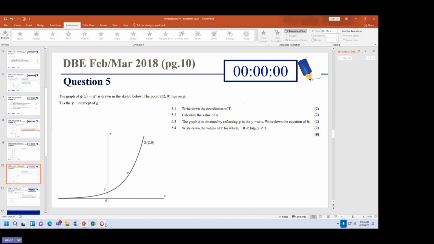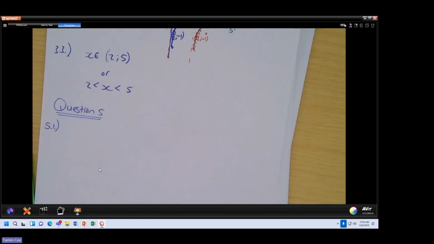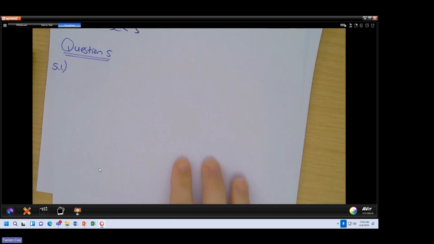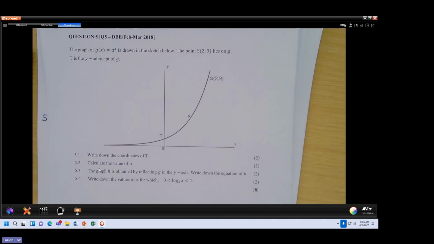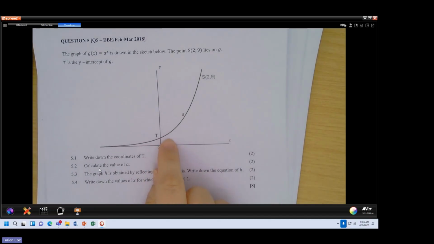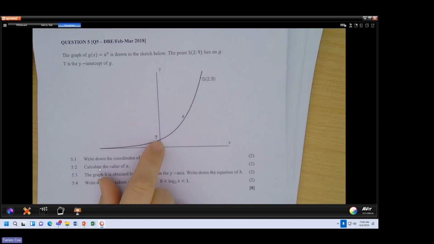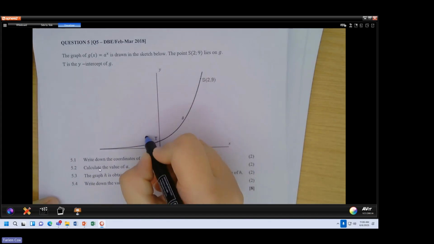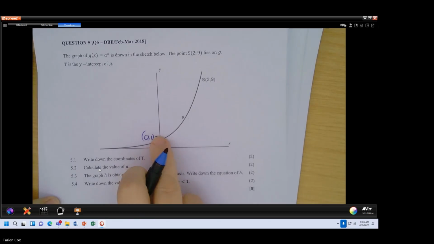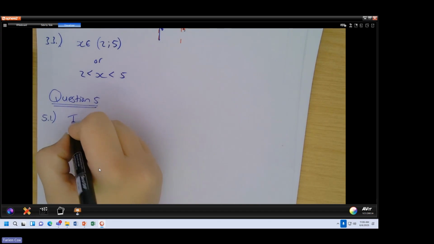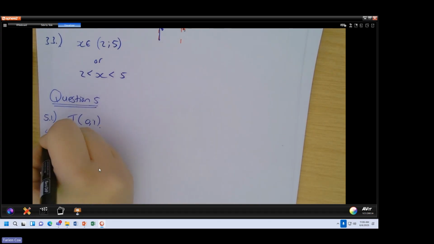Okay, time is up, so we are going to look at our answers again. So question 5.1. They ask for the coordinates of t, and you just need to know it. So this is a knowledge question. Because this is a normal standard exponential graph, you need to know that the coordinates of t will always be 0 and 1. So that is knowledge that you need to have. You didn't need the equation for that, so t would be 0 and 1.